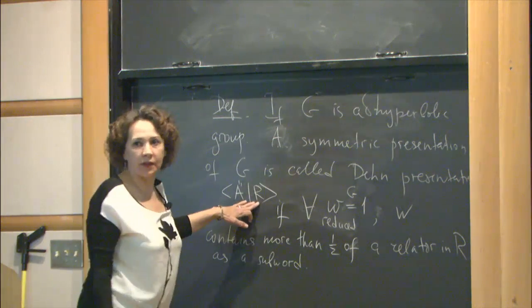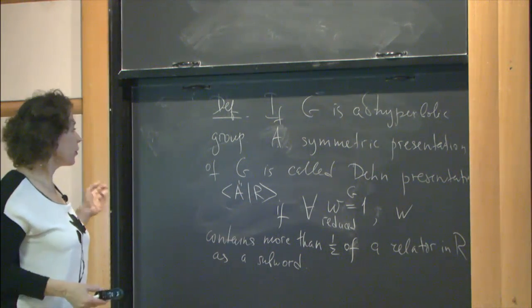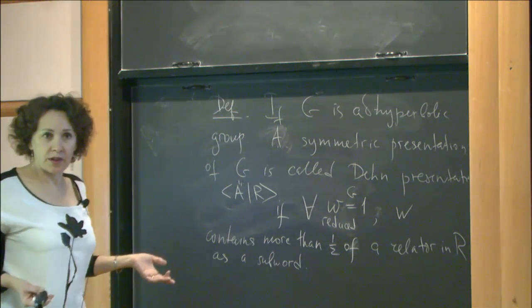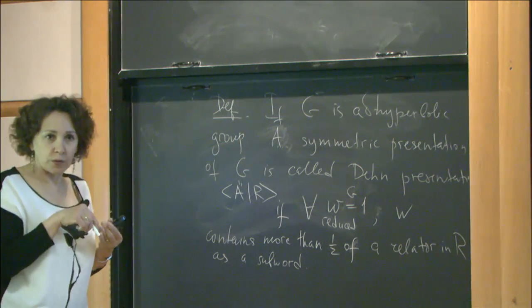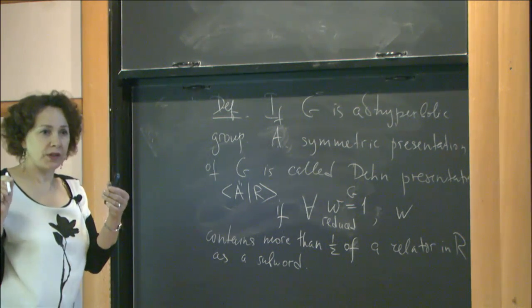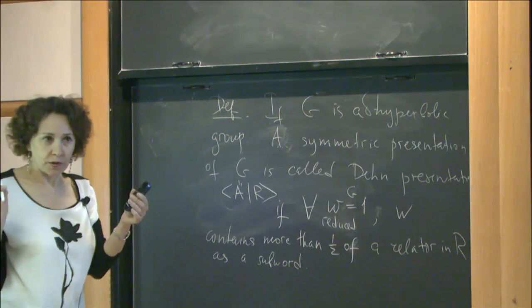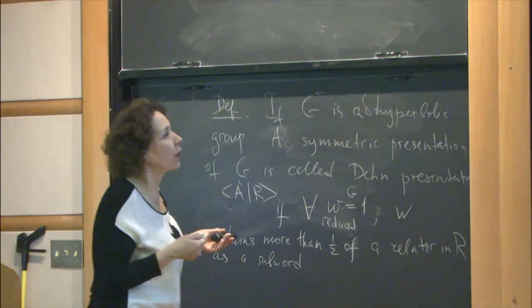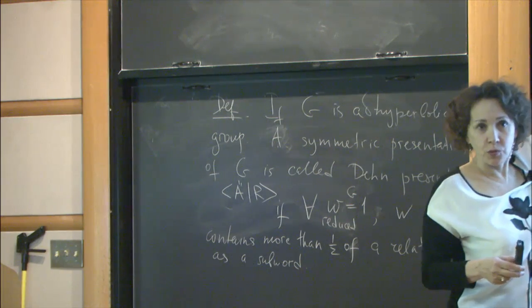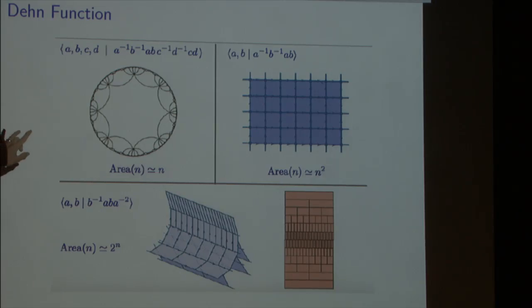I mean, we have a finite number of symmetrized relators. Every hyperbolic group has such a presentation, can be given by a Dehn presentation. It's such a presentation that every word which is equal to 1 in the group contains more than a half of one of the defining relators as a subword. We're talking about reduced words; our defining relators are reduced words. So for example here, every word which is equal to 1 will contain more than a half of a cyclic shift of this relation.